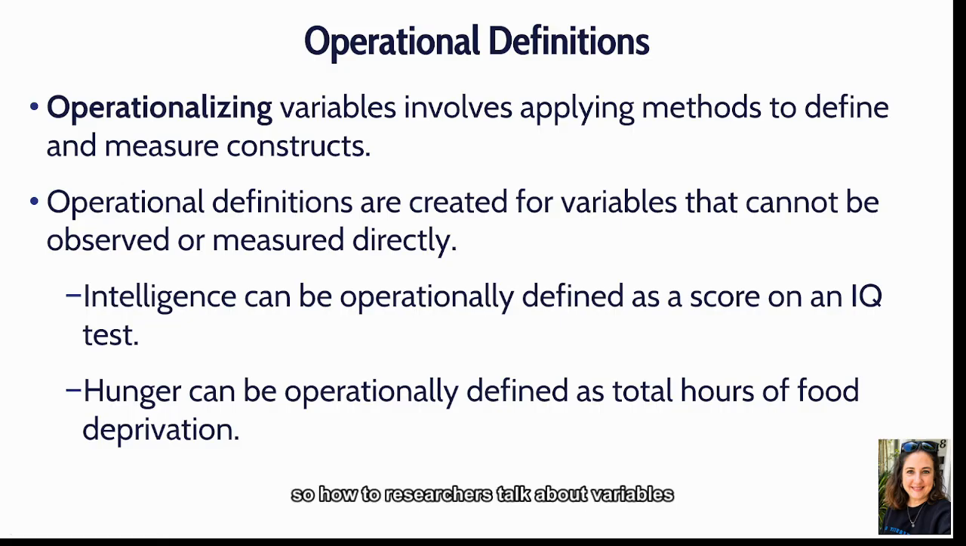So, how do researchers talk about variables in their research? Well, they do so by applying the concept of operationalizing them. I have a hard time saying the word operationalize, so if I stumble over it, I apologize. But when we operationalize a variable, we take methods and define those constructs in measurable terms. We create an operational definition. That means I set specific criteria about that behavior or whatever it is that I'm trying to measure.